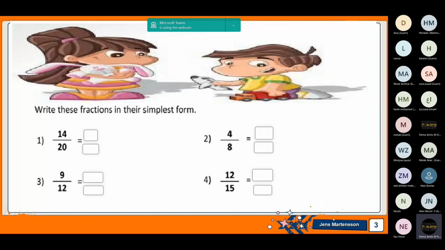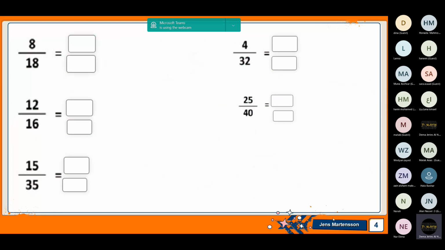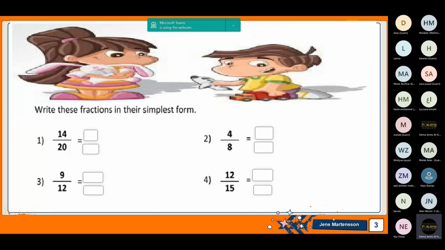But before we talk about how to multiply the fractions, I will remind you how to simplify the fractions, or how to write the fractions in the simplest form. Before talking about the multiplication, let's talk about how to simplify the fractions. Here we have some examples. We're going to solve them before we start our lesson.